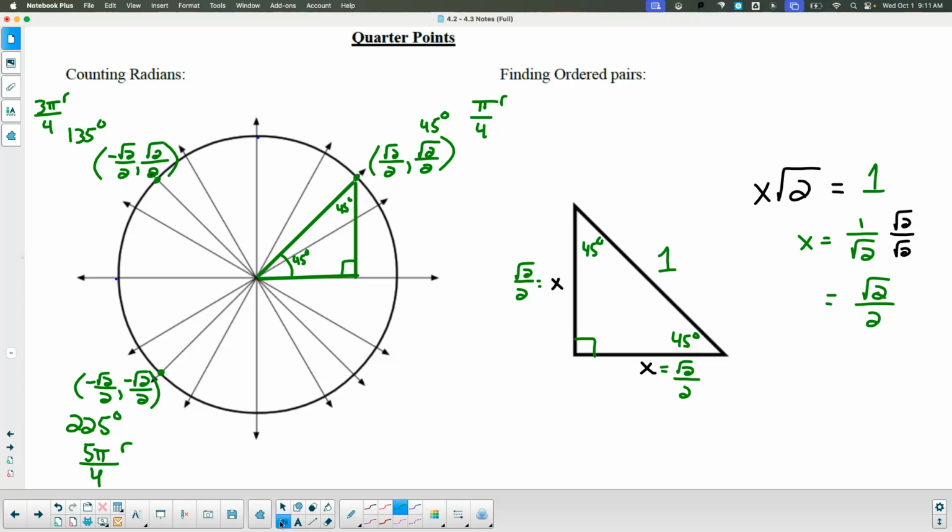I can take my green triangle and I can reflect it just in the x-axis, and now I cut quadrant number 4 in half. So that would give me positive root 2 over 2, comma, negative root 2 over 2. Cutting it in half would be 315 degrees, or 7 pi over 4 radians. And those, ladies and gentlemen, are our quarter points. Questions on those?